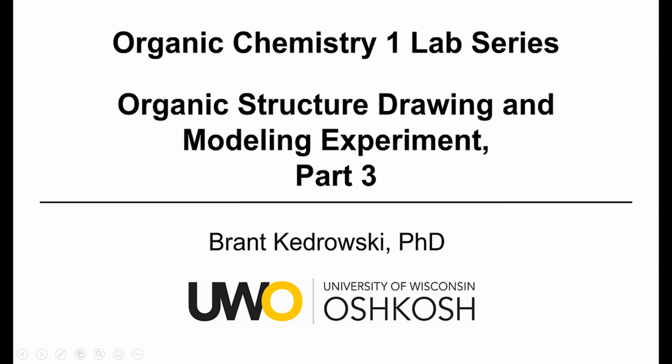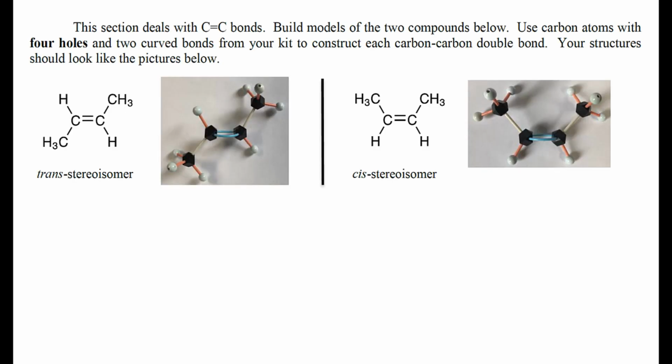Hello everyone, my name is Brant Kedrowski, and this organic chemistry lab video covers an organic structure drawing and modeling experiment, part 3. In this section, we're going to be dealing with isomers of carbon-carbon double bonds. So this question asks you to build the two compounds shown below. They're both alkenes. Use carbon atoms with 4 holes and 2 curved bonds from your model kit to construct each one of the carbon-carbon double bonds, and your structure should look like the pictures below.